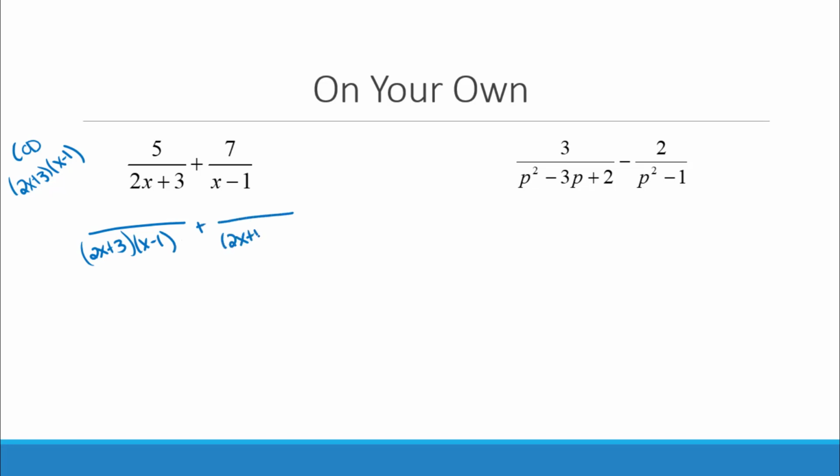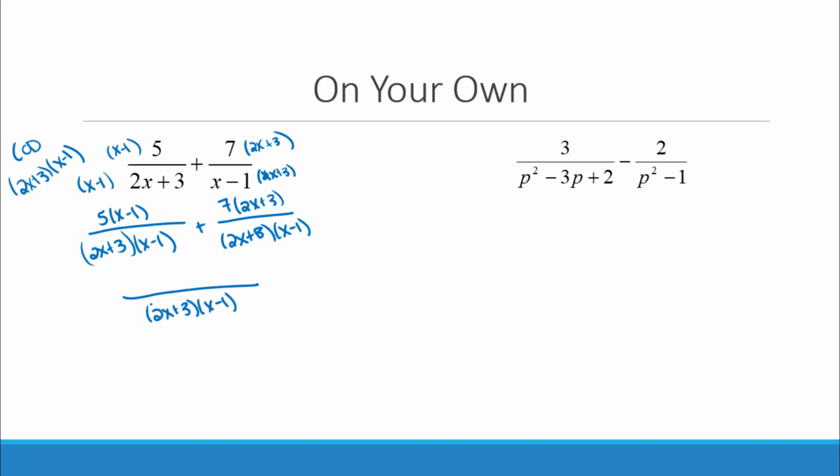2x plus 3, 3, and then x minus 1. What did I multiply by? I multiplied by x minus 1 here, so I'm going to do the same at the top. This is 5 times x minus 1. I multiplied here by 2x plus 3, so again, I multiplied by 2x plus 3 here. I'm going to do the same at the top. Remember, your goal is to condense these down into one fraction.